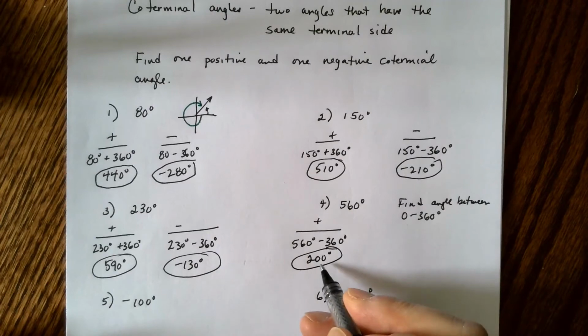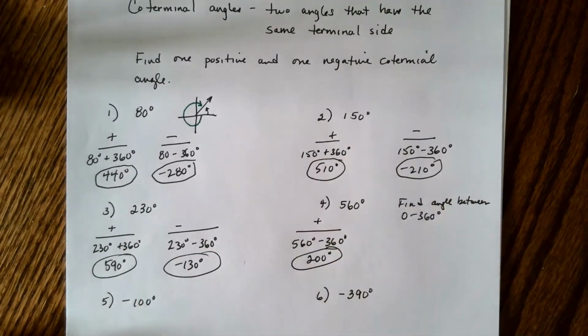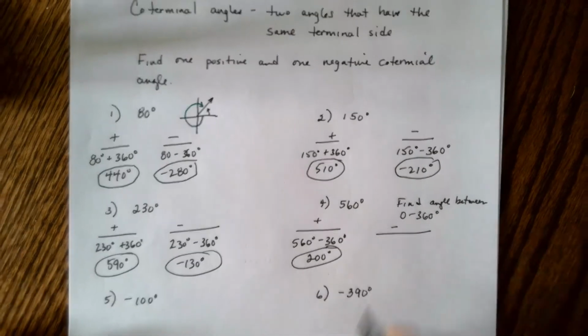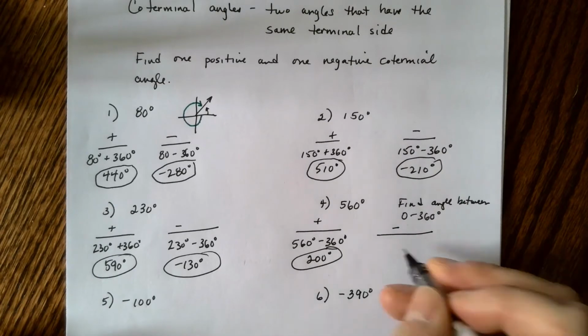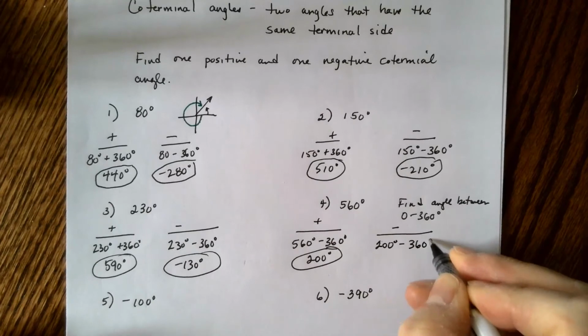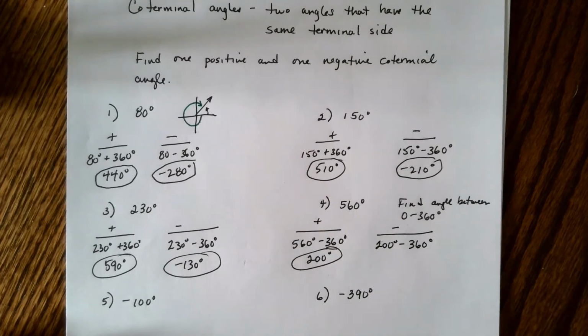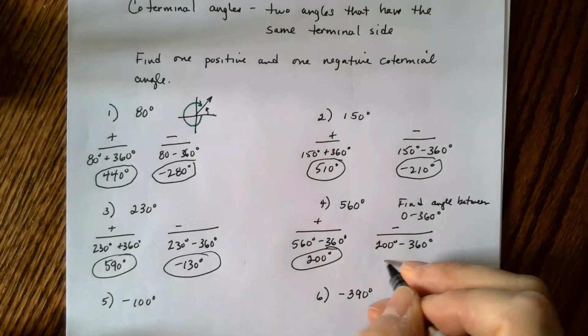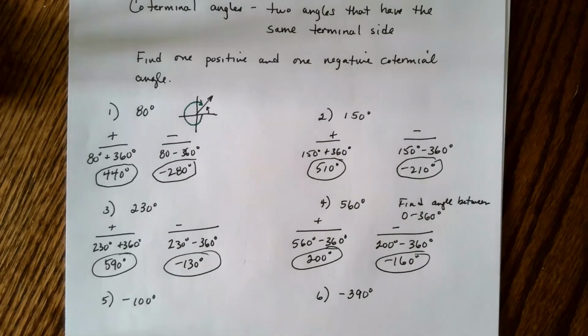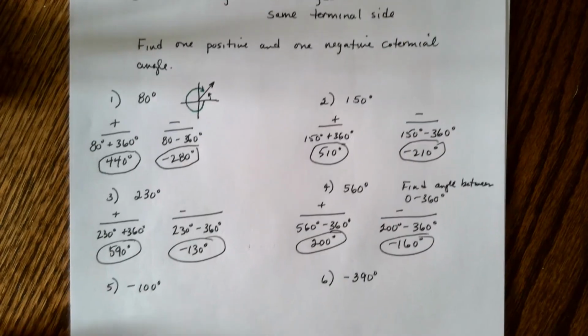Now, notice that 200 degrees is like the first 3 problems. It's an angle that's between 0 and 360. Now, because of that, I don't have to do anything special over here with my negative coterminal angle. I can just simply take 200 degrees and subtract 360. So 200 minus 360, and I'm going to get negative 160 degrees. I hope what you're seeing is that, again, we're just adding or subtracting 360 degrees.